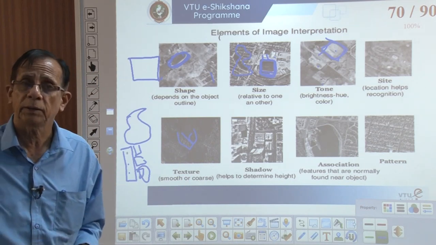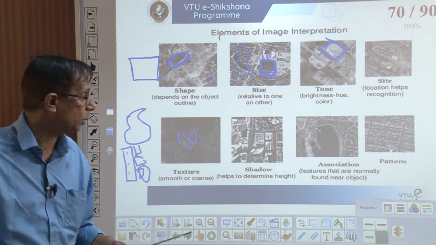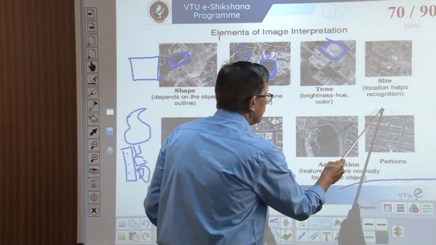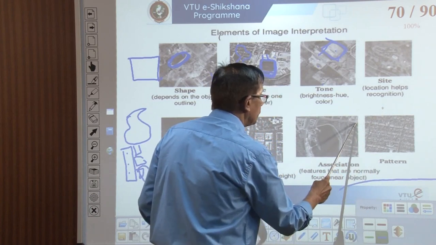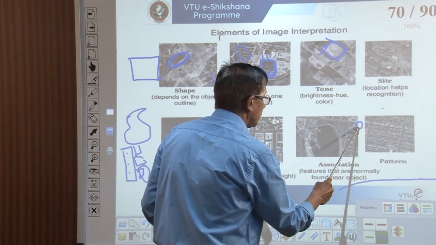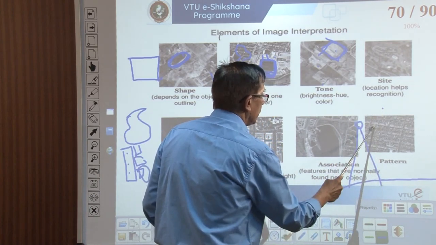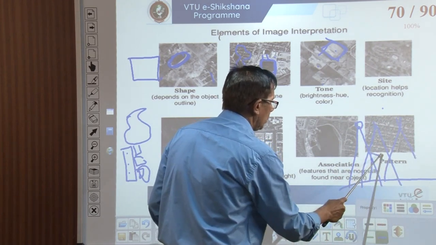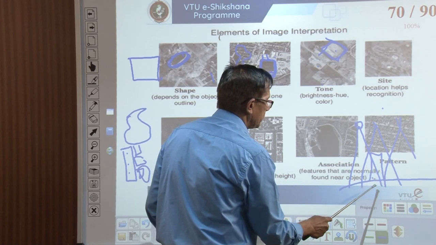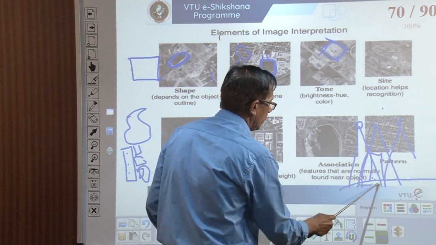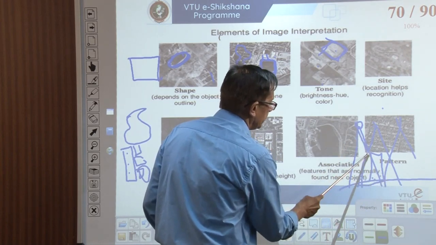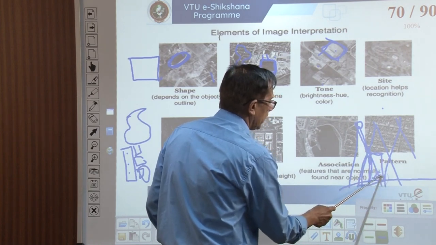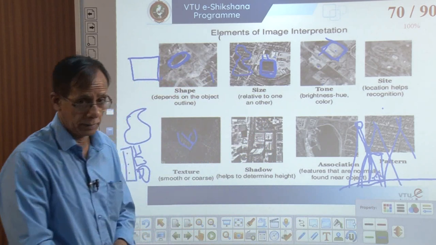Another important factor is shadow. I have to remember, in a city like Hyderabad or Bangalore, I am taking the photograph. My flight is here. I am taking the photograph of the ground, going here, here, here, like this. And there is a tall building. Although I have taken overlap, because of the building effect, the light does not reach this part and it looks dull.